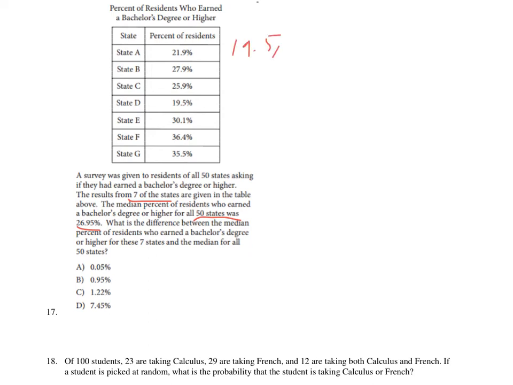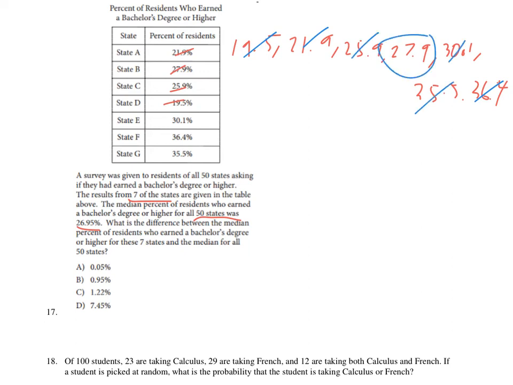So we got 19.5, 21.9, 25.9, 27.9, 30.1, 35.5, and then 36.4. Okay, great. So I'm going to go ahead and count in here. And it looks like, again, we only have one median. So the median here is 27.9. And so what's the difference between that and 26.95 is all they're really asking here.